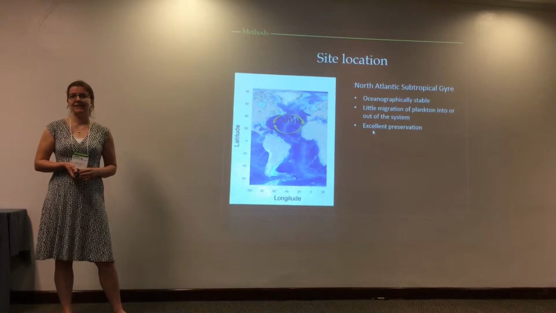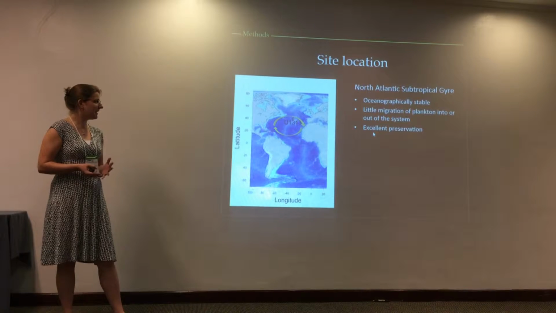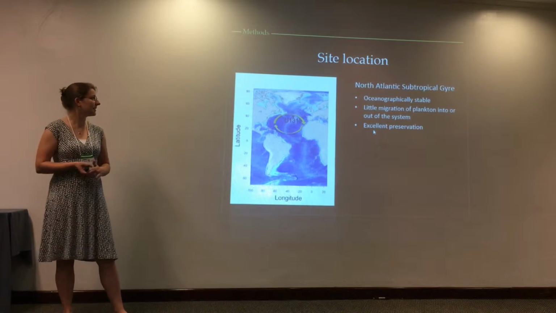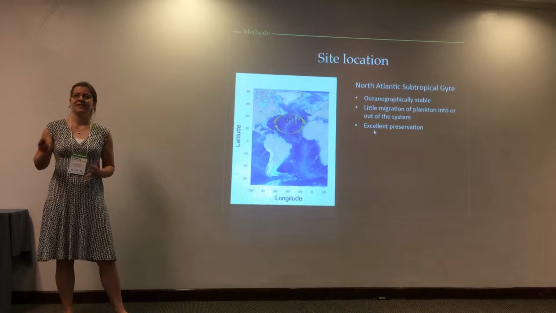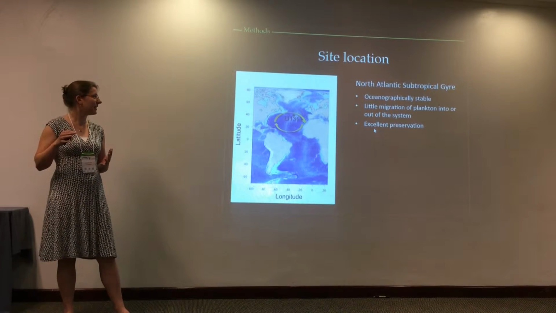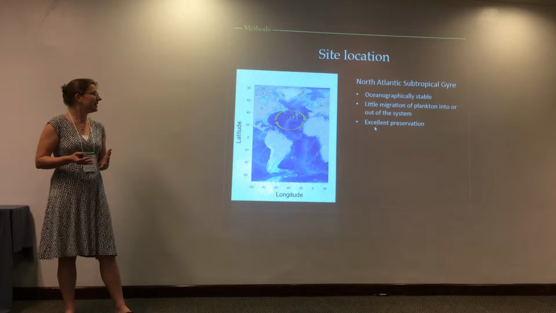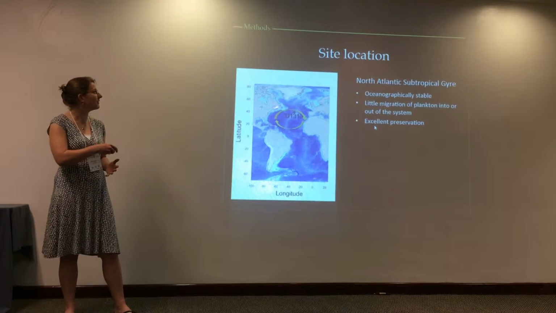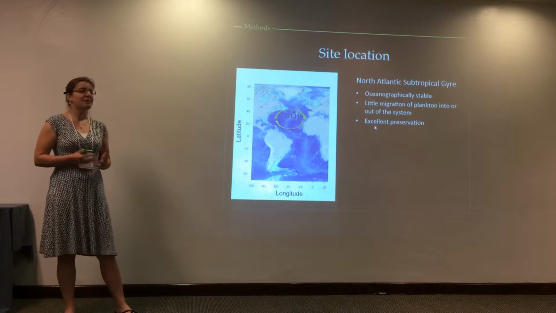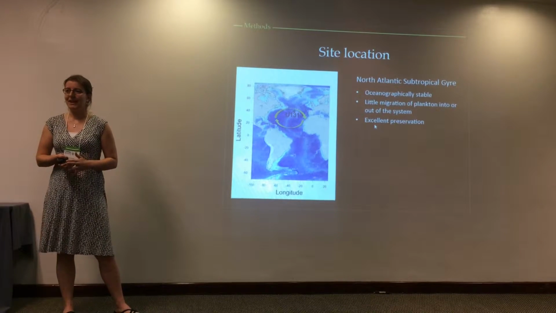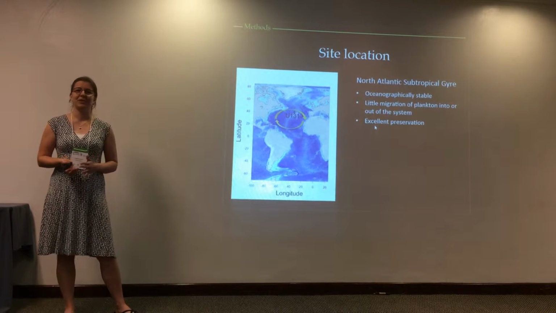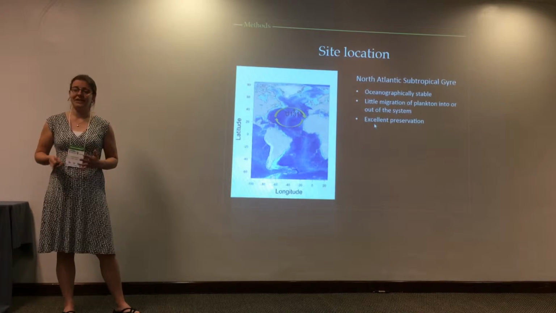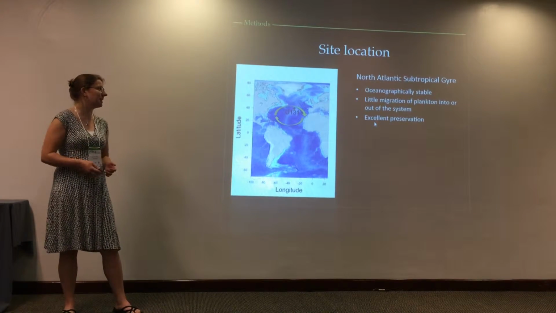It was drilled by the Integrated Ocean Drilling Program. And it's situated in a specific system of ocean currents called the North Atlantic Subtropical Gyre. So this is a system of circulating ocean currents. And it's a very oceanographically stable region because there are no major currents cutting in from north to south. That means that there won't be much migration of plankton. So any changes in the morphology we see will most likely reflect variations in this particular population.